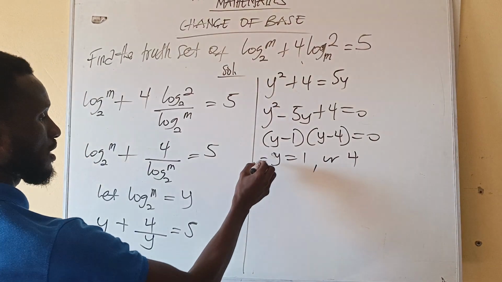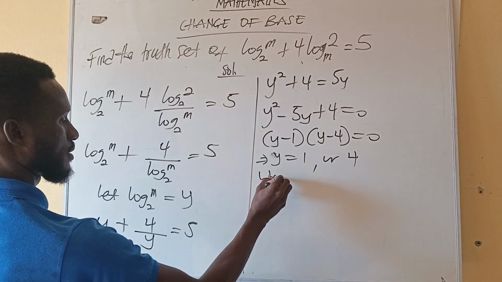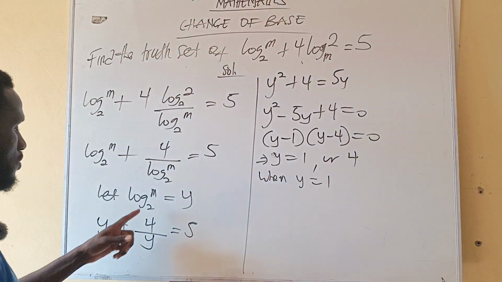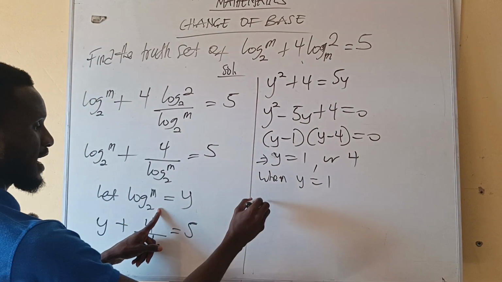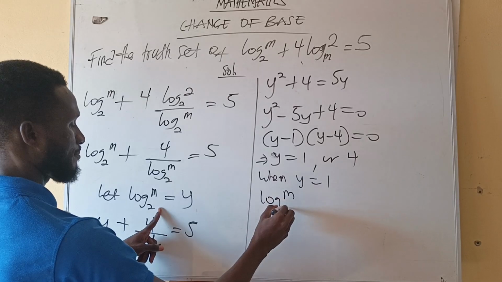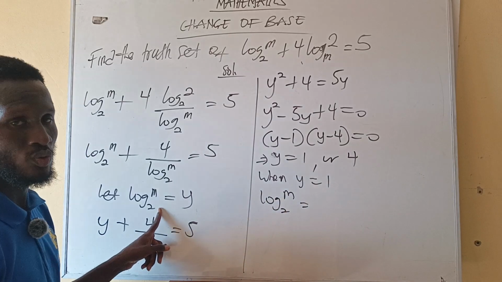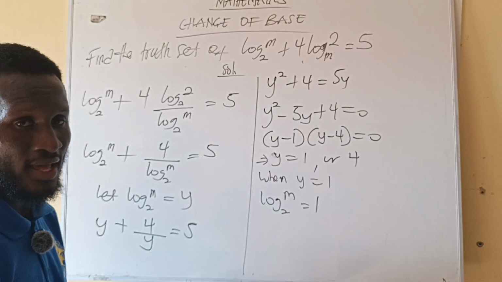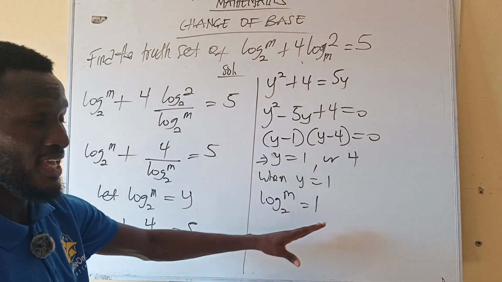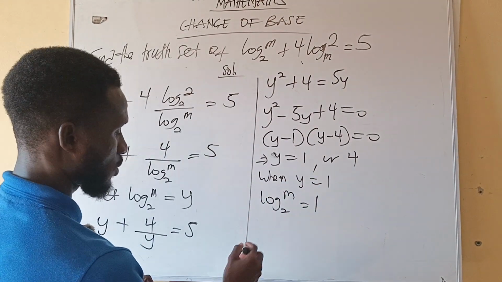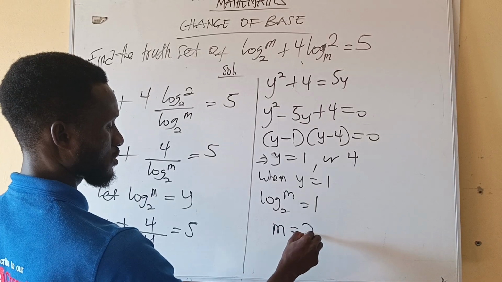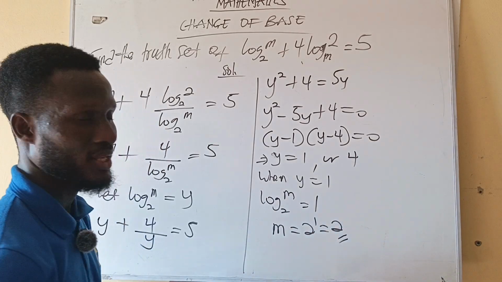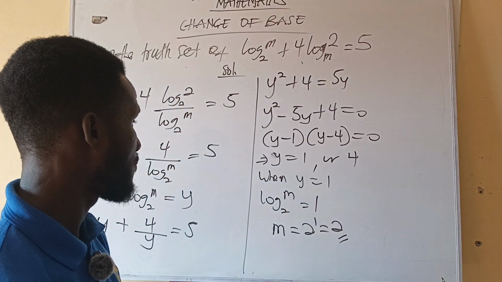Now, when y is equal to 1, I'm going to solve for m. Don't forget that log m base 2 is equal to y. So when y is equal to 1, log m base 2 is equal to 1. By the definition of logarithm, I'm going to find the inverse of the logarithm. So m is equal to 2 exponent 1, m is equal to 2. That is the first answer for m.